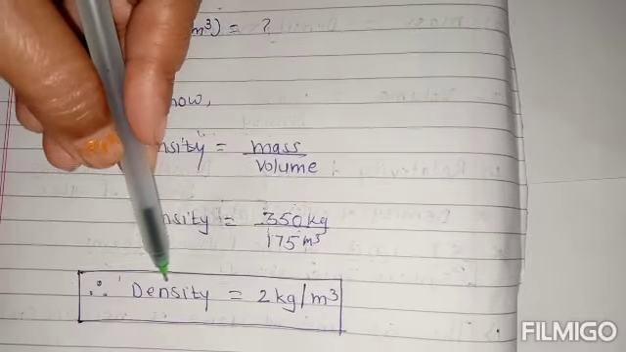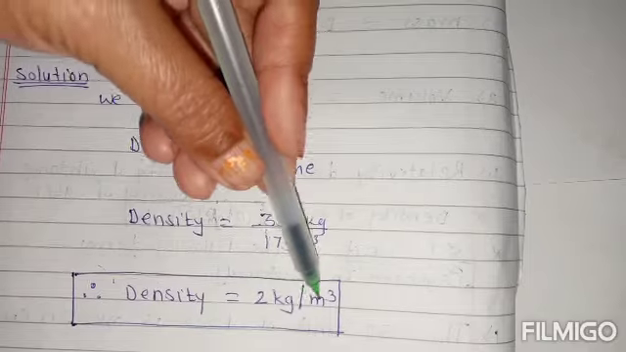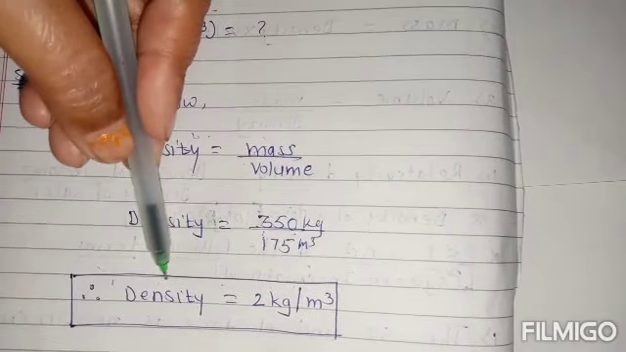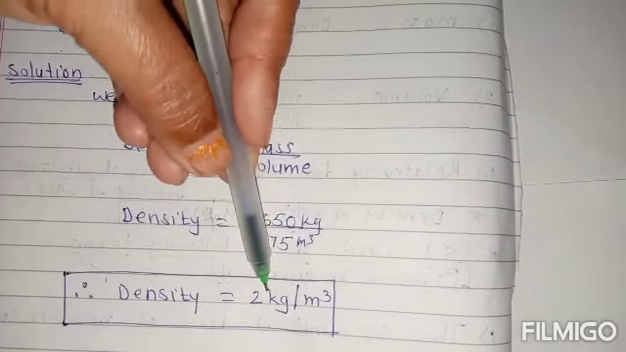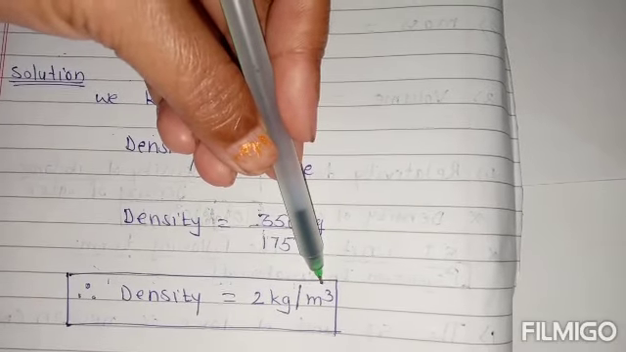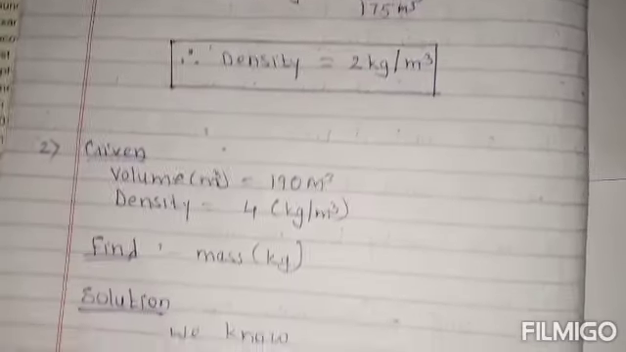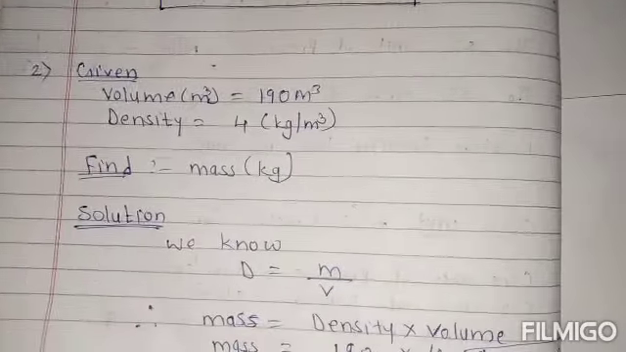Okay, so we get density is equal to 2 kg per cubic meter. So this is the first question which is given in the table. Now we will see the second. First we will find out what is given.